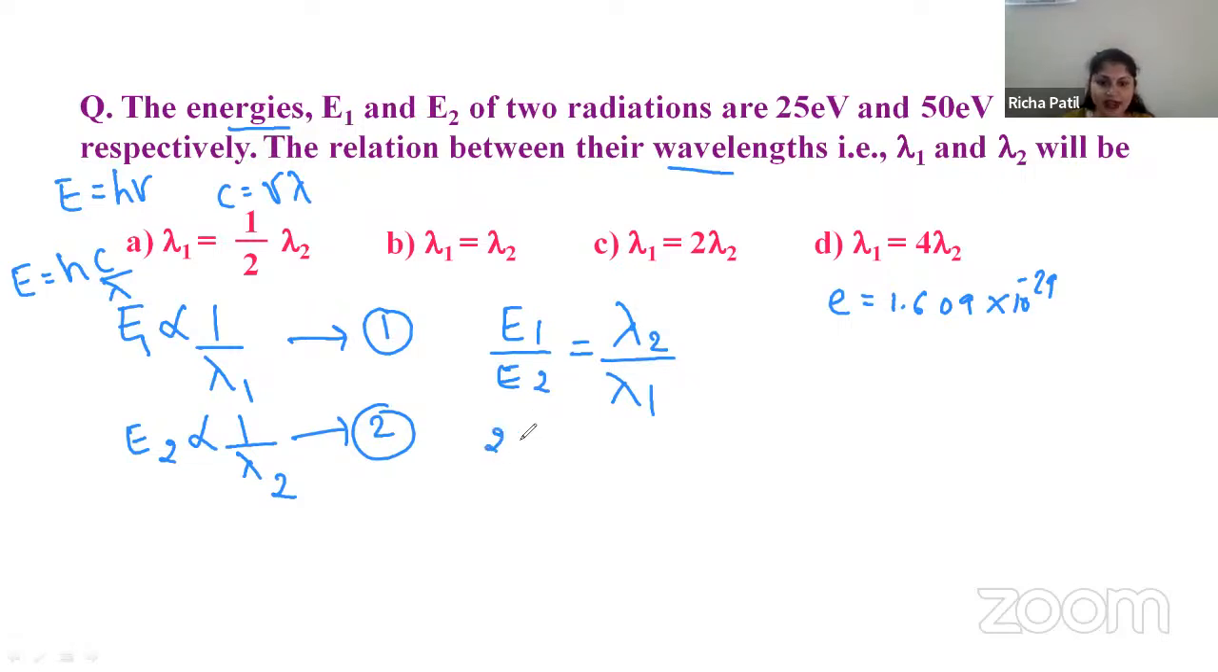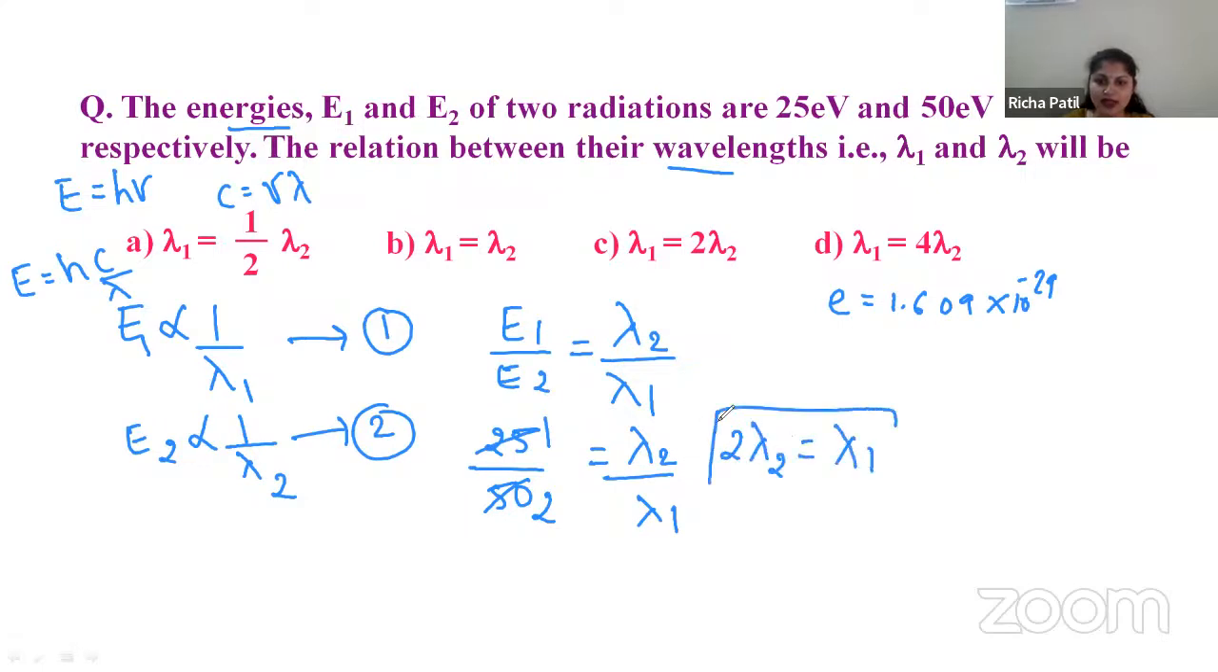25. So 25 upon 50 is equal to lambda 2 by lambda 1. So just see, it is 2 lambda 2 equals lambda 1. So from this we get the answer. What is our answer? Answer is C. So the relationship between their wavelengths is lambda 1 is 2 times lambda 2. Okay, so this is the correct answer.